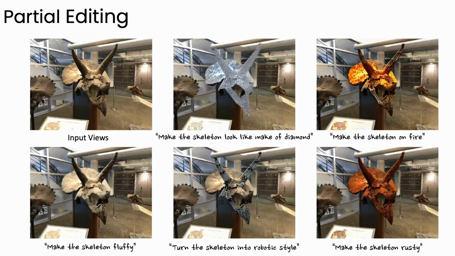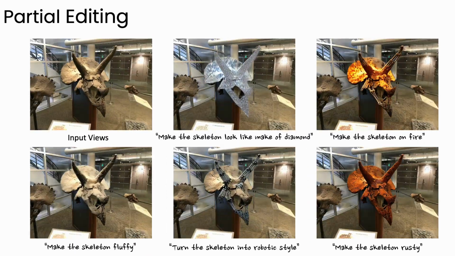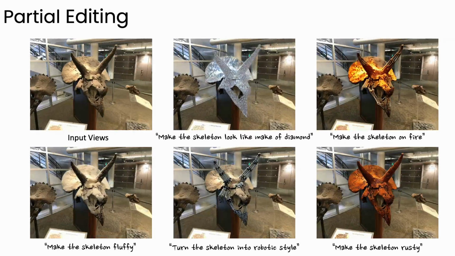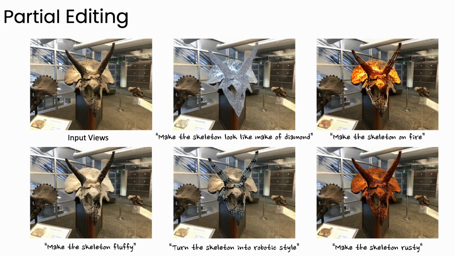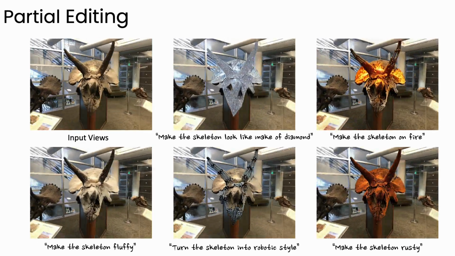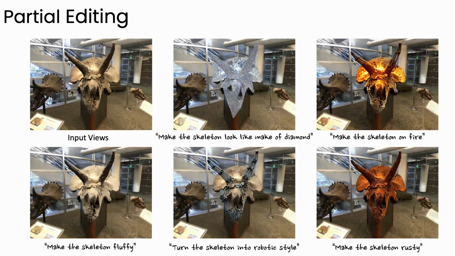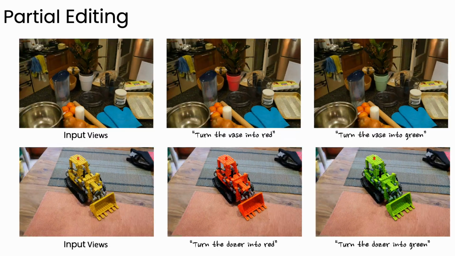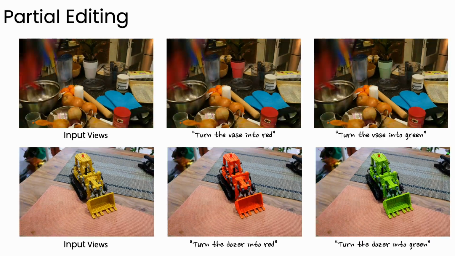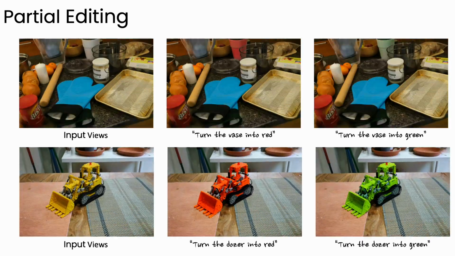In addition, our method is based on Gaussian splatting. We can then further constrain the editing to a specific area and achieve partial editing. As an example shown here, we only modify the biggest skeleton without changing the rest of the scenario. Here are more examples of partial editing. We only change the color of the vest or the color of the dollar.